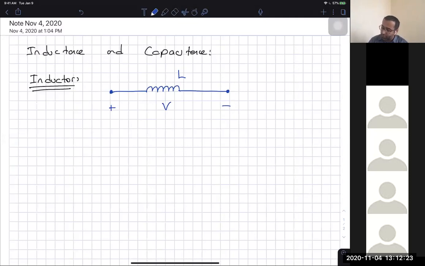And then, of course, there will be some current passing through this inductor. Actually, it will depend. We will talk about this. So when they won't allow any current to pass. So this is a very simple but general description of how an inductor will look like.